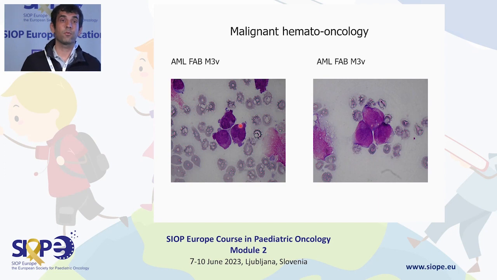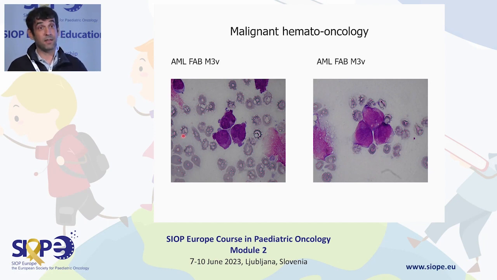But we also have the M3 variant. And here you should also be aware that these leukemic cells have nuclei which are lobed, and these cells also have these cytoplasmic pseudopodia.